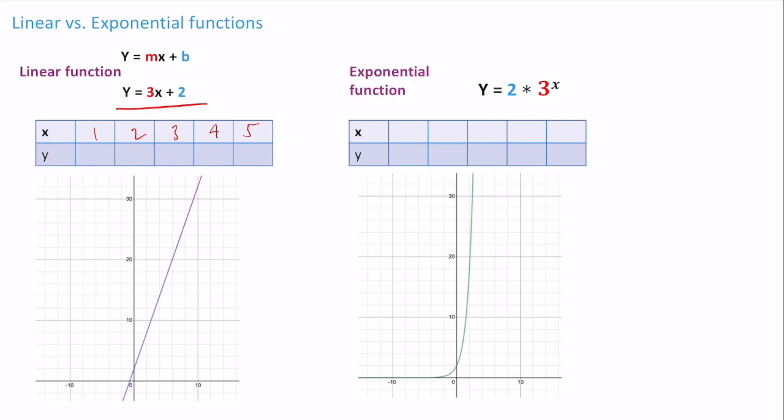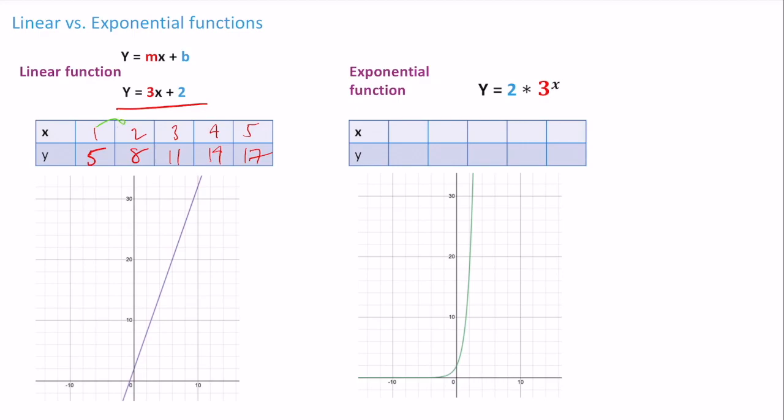So when x is 1, 3 times 1 is 3 plus 2, y is 5. When x is 2, 3 times 2 is 6, plus 2 is 8. 3 times 3 is 9, plus 2 is 11. 3 times 4 is 12, plus 2 is 14, and 3 times 5 is 15, plus 2 is 17. Okay, what we want to look for here is the pattern.